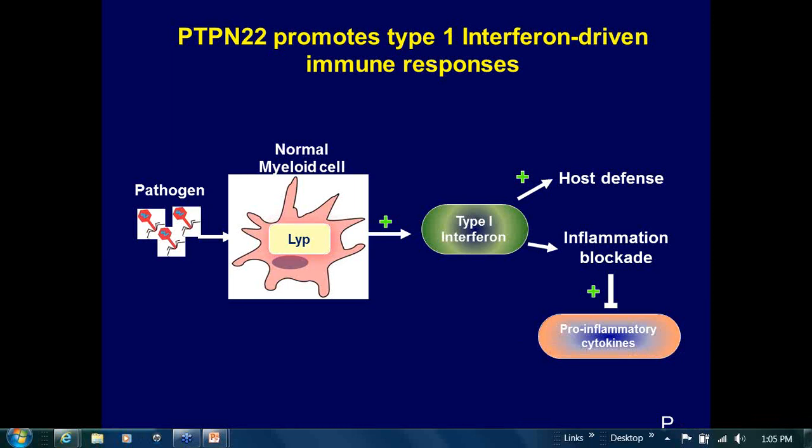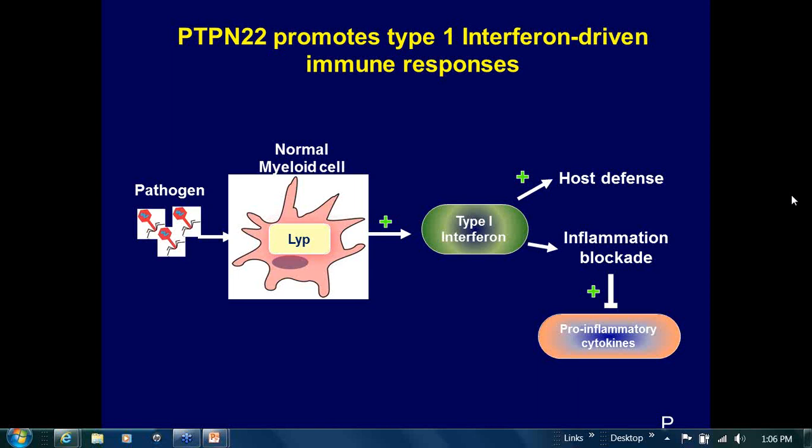A second major function of type 1 interferon, though, that's increasingly recognized is the ability of type 1 interferon to suppress or antagonize inflammation. And so in a normal myeloid cell carrying the non-lupus associated variant, when it's stimulated by infection, it produces interferon, and lots of interferon may actually help to prevent inflammatory tissue damage. That's depicted on the lower right-hand side of the slide. And so PTPN22 is acting in this signaling pathway within a myeloid cell, but its effects downstream are very widespread in terms of antiviral host defense as well as a blockade of inflammation in the tissues.